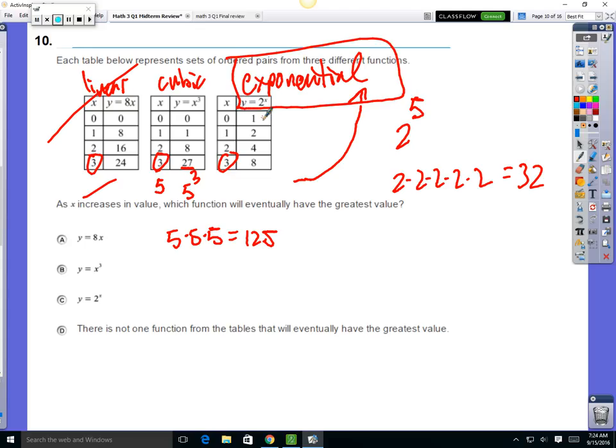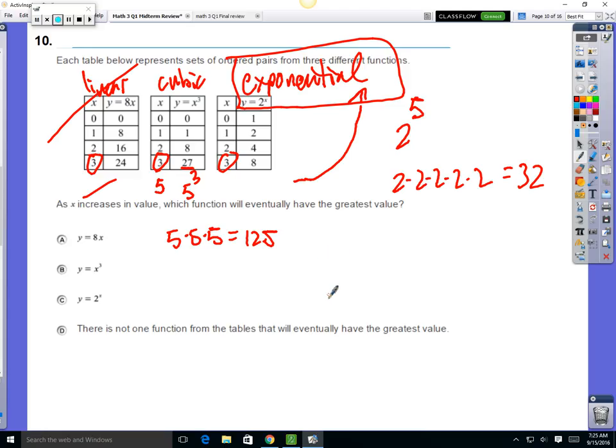The exponential may start off growing slow. 1 doubles to 2, doubles to 4, doubles to 8. But if we plug in bigger x's, the longer this x grows, the more steep this curve is going to get, and the faster the exponential is going to grow.